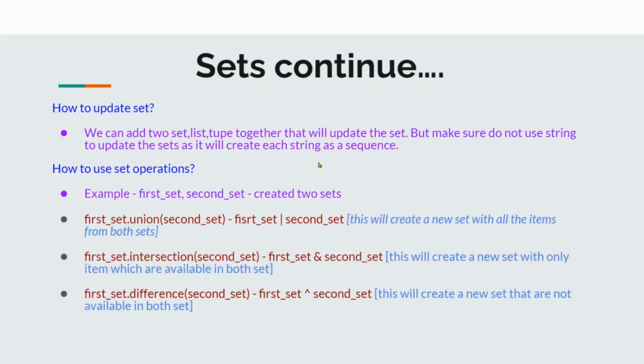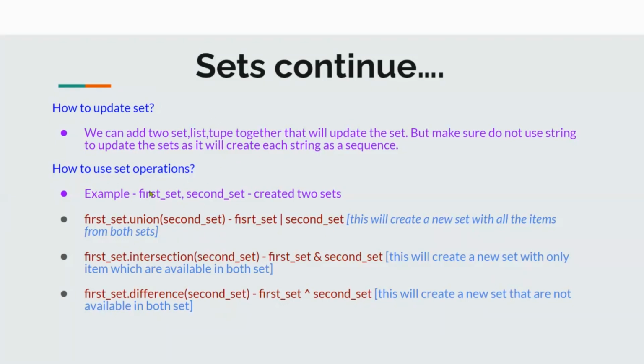Now, how do you update a set? You can add two sets together, or you can put lists or tuples together with a set, and it will update and create the new set. But make sure you never use a string, because if you use a string, it will consider each letter as a sequence item. We'll show you an example in code of how to update the set.